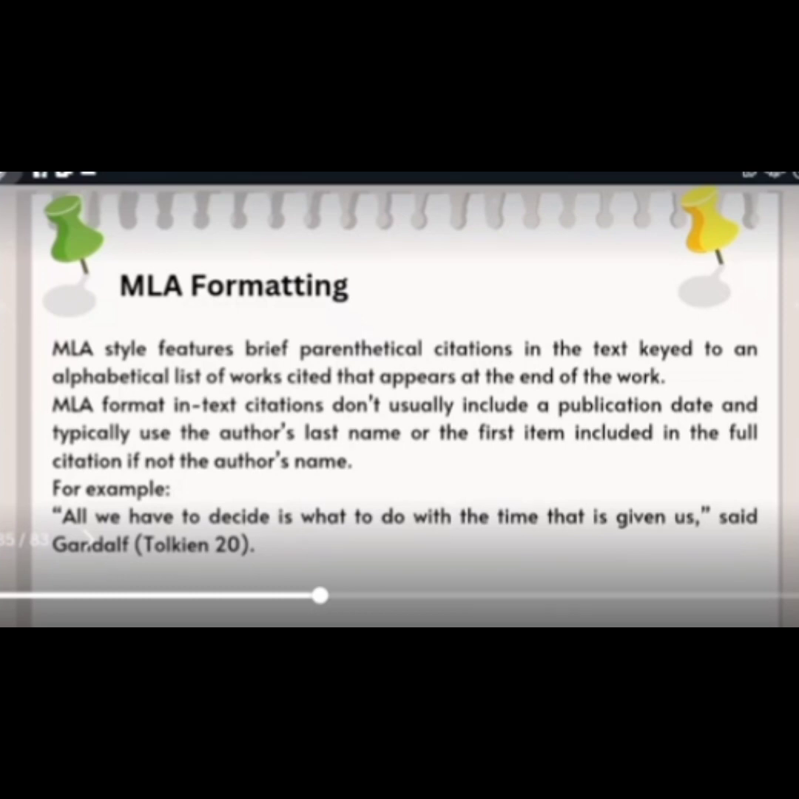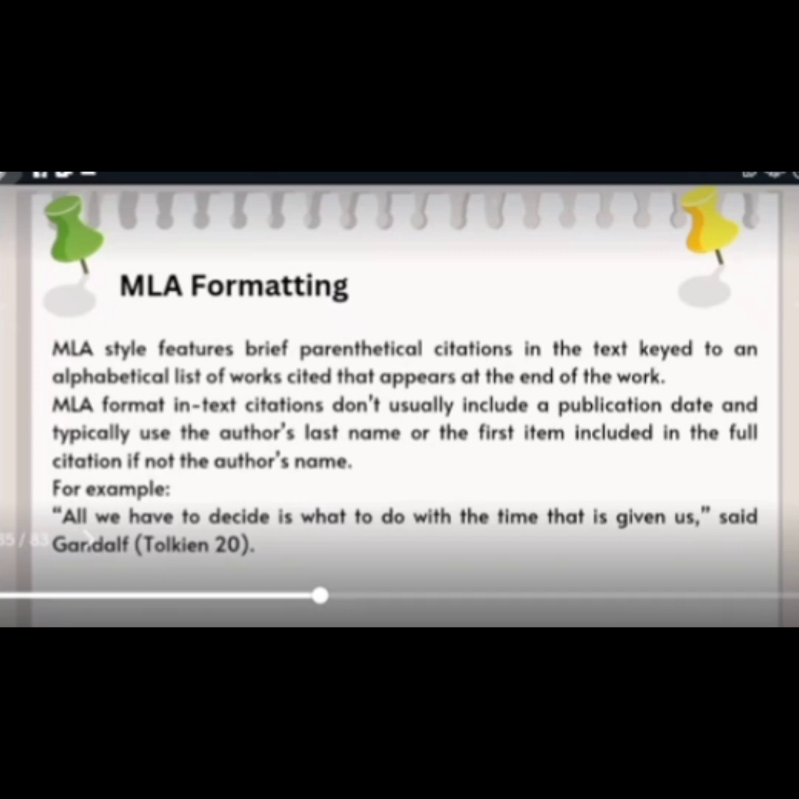For example, "All we have to decide is what to do with the time that is given us." So it's the same example as the APA format, but here let us see the difference in MLA format. So, said Gandalf, parenthesis, Tolkien, 20, parenthesis again. So see the difference from APA format. We only have the author's name here and a page number.